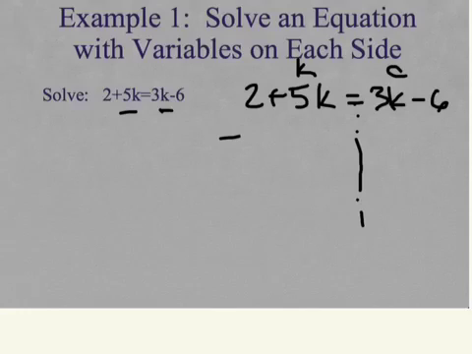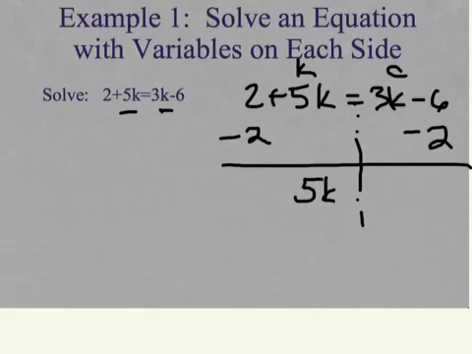So I'm going to get rid of the 2 by adding its opposite, by doing the additive inverse. So then this becomes 5k is equal to, stay with me now, 3k minus 8. And so I'm feeling really good because it's looking a lot better. It's looking simple. I did the same thing on both sides, so I feel confident that I've done right.